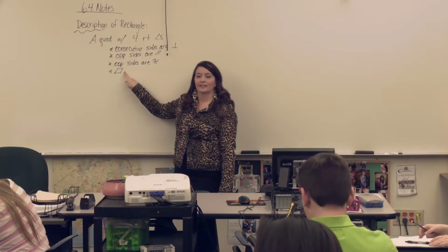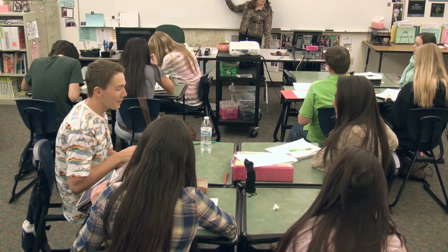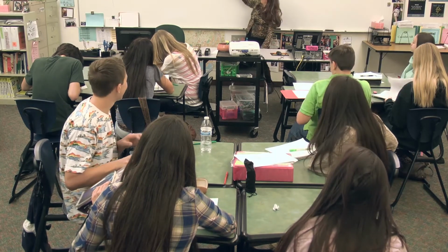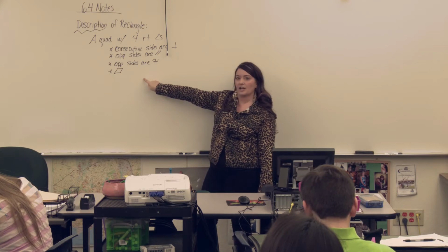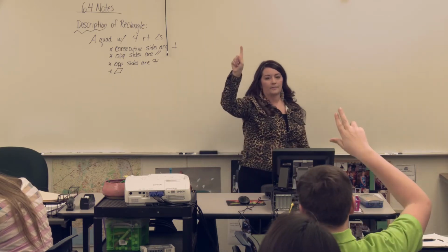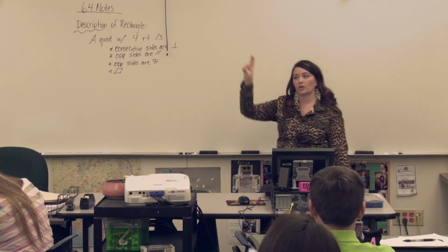If both pairs of opposite sides are congruent. And so in a rectangle, we've already said that opposite sides are congruent. So that works. What's another way? So that was one. Braden: If one pair of opposite sides is congruent and parallel.